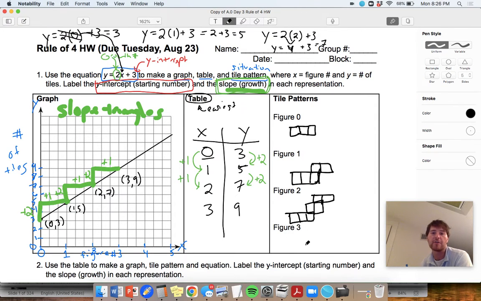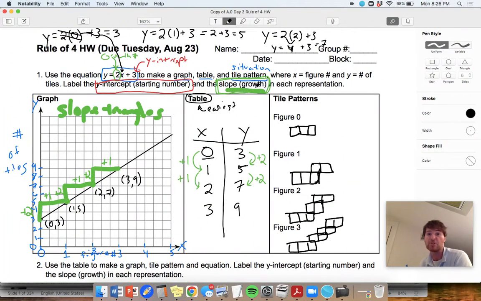Okay, what about this one here? Figure number 3. Well, I had 7 previously. Now I have 9. So I have 1, 2, 3, 1, 2, 1, 2, and 2 more. Okay, I have 9 right there. So that's sort of the idea. We want to actually visually see this tile pattern growing.